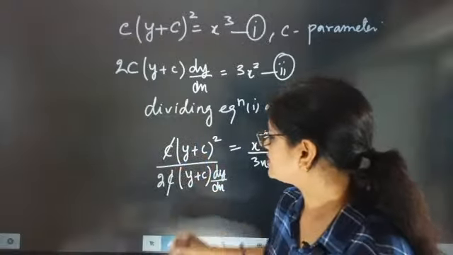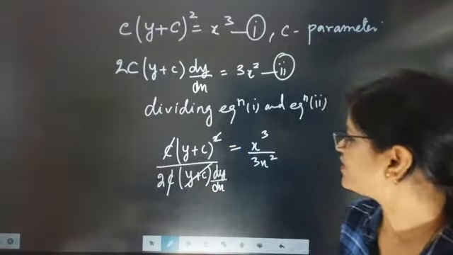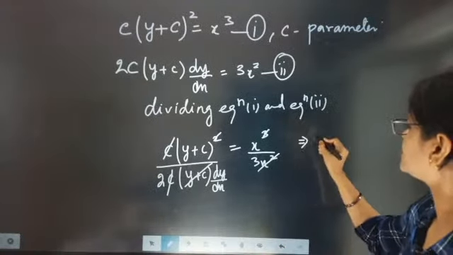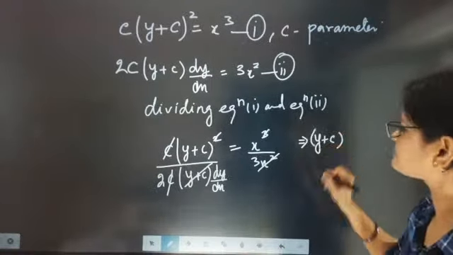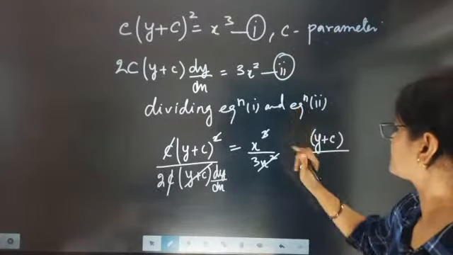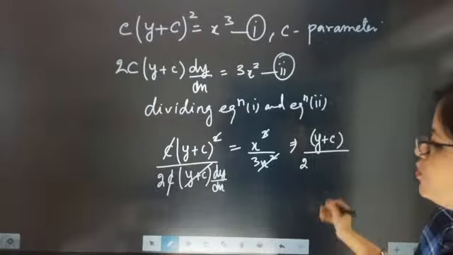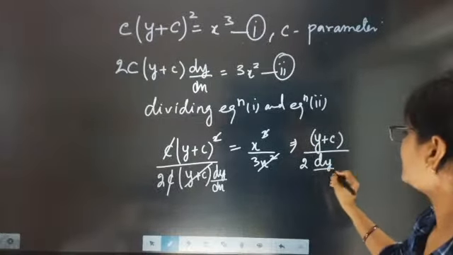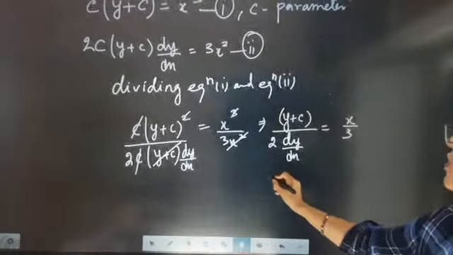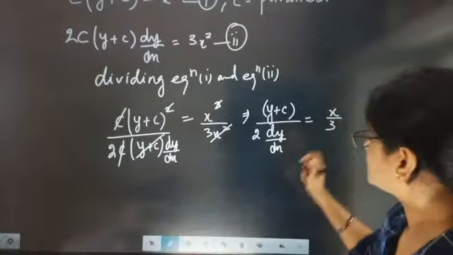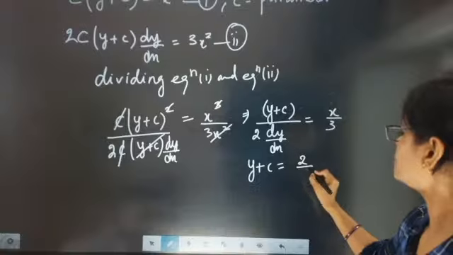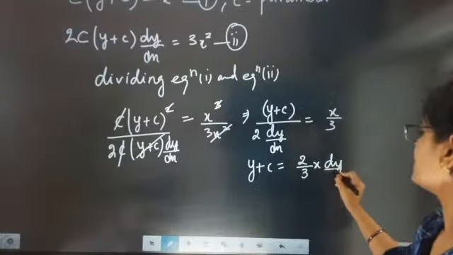So now first, c and c cancel. Now this square and this part cancel. This and this will go. So what we are getting here is (y plus c) by 2 dy by dx equal to x by 3. After getting this, we are going to shift this one to that side. So y plus c equal to 2 by 3x dy by dx.